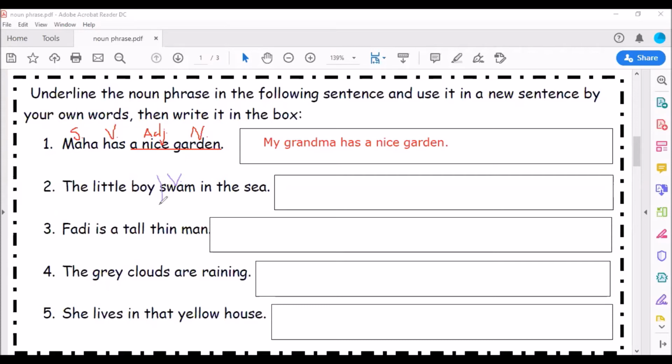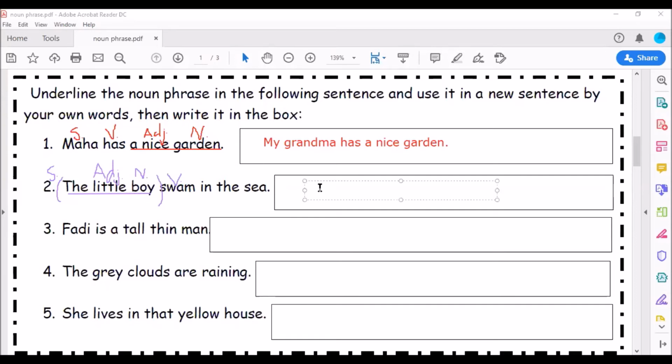Okay, done. Before it, you're gonna have a subject. So the little boy is a subject, right? Okay, look at the little boy. Does it have an adjective? Yes, of course it does. Where is it? Little. And boy is a noun. So this is a noun phrase. You are very excellent. This is a noun phrase because little is an adjective, and boy is a noun. Think of another sentence that has the little boy.